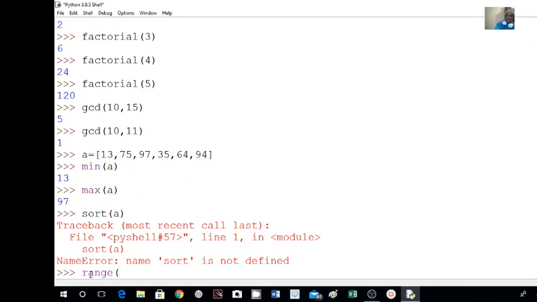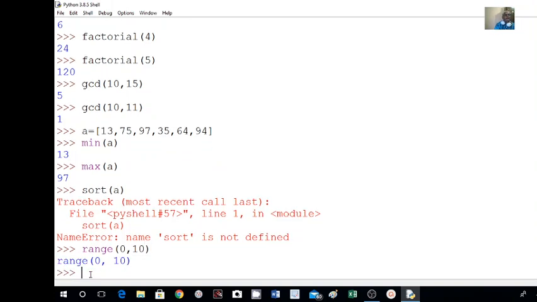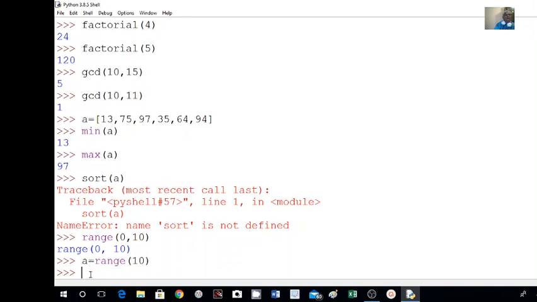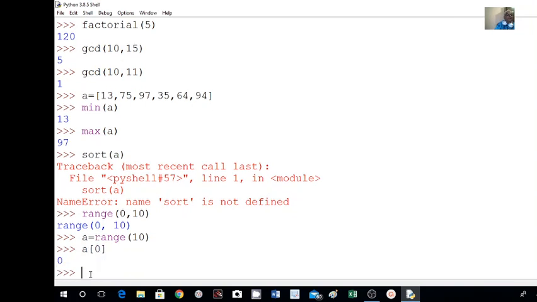Next, I will go for range. Range 0, 10, range 10. If I write A is equal to range 10, just if I write 10, A equal to, what is this range here? Let me check here. A0, this is equal to 0. That means this is a list here.